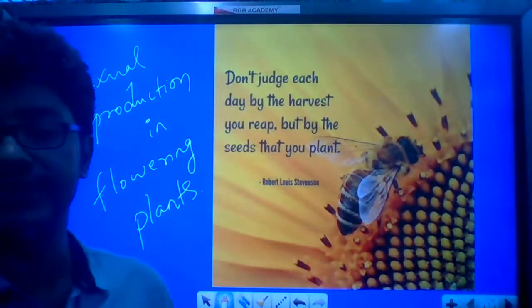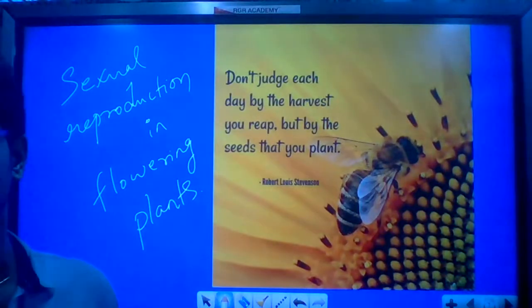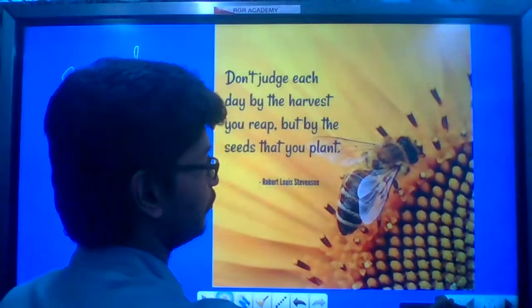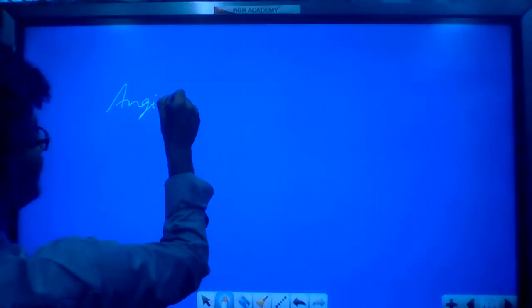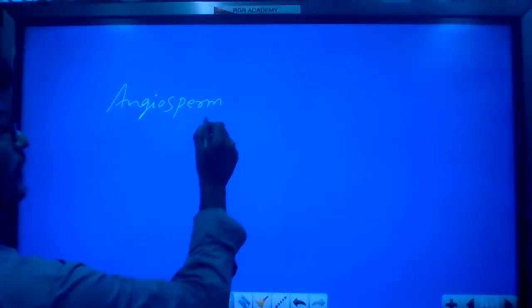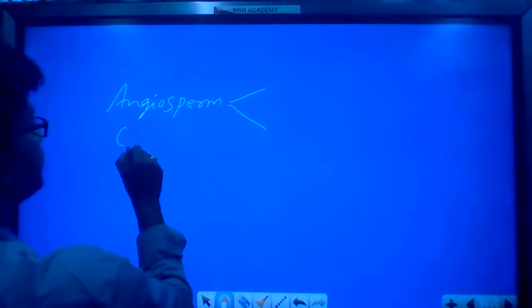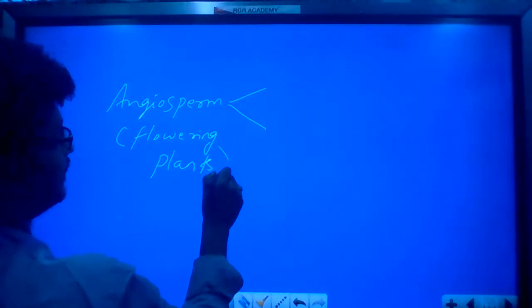As far as angiosperms are concerned, they consist of the diploid sporophyte and the haploid gametophyte. Coming to the angiosperms, today there is no PowerPoint, because I would like to explain certain things by writing on the board. So kindly bear with me. Angiosperms are the flowering plants. Usually these are called the flowering plants.